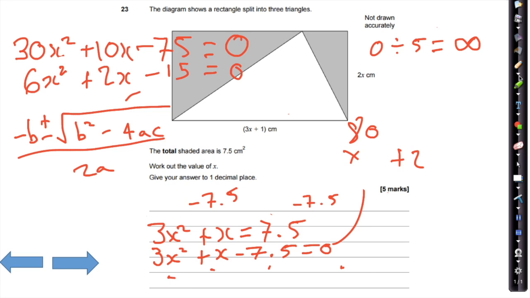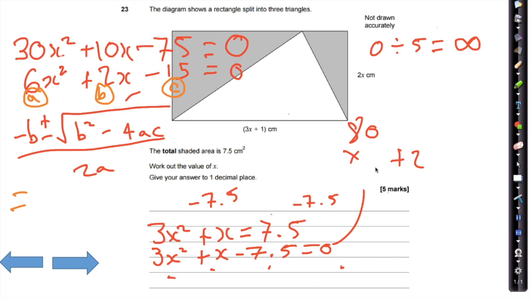When we've got a quadratic equation in the form 6x squared plus 2x minus 15, the coefficient of x squared here is a, the coefficient of x here is b, and the constant term is c. So substitute these values into here, and that will give you your answer.